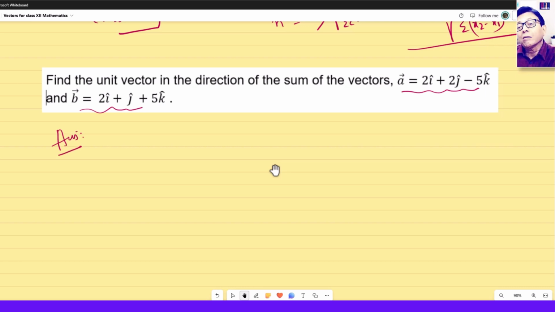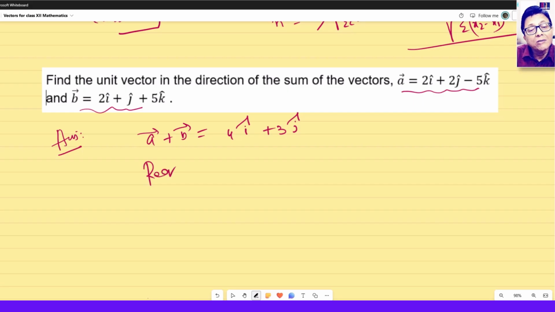Sum of two vectors means corresponding components will be adding. Components of the first one are 2, 2, minus 5 along x, y and z axis, and this one is 2, 1 and 5 units. So A plus B is going to be what? 4i, 3j. Simple.